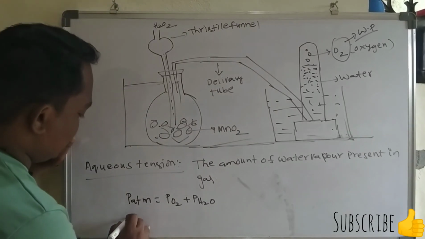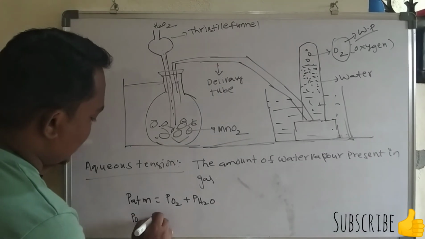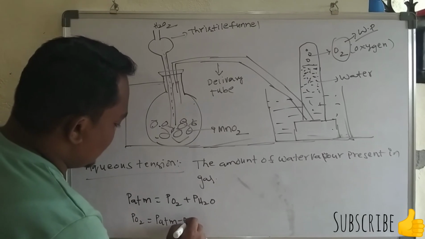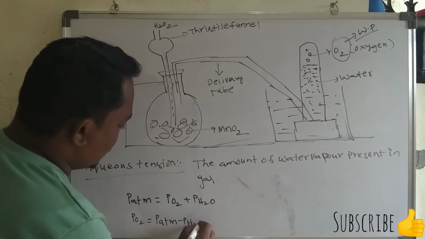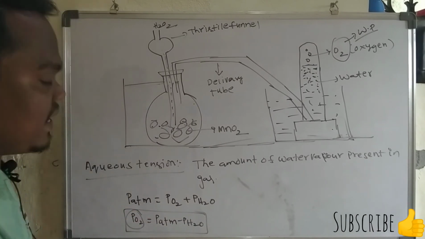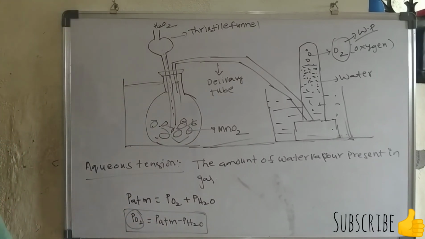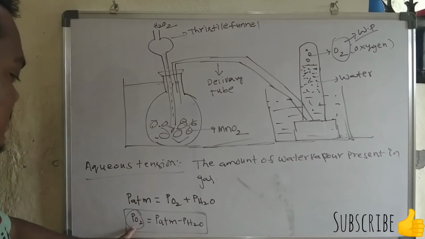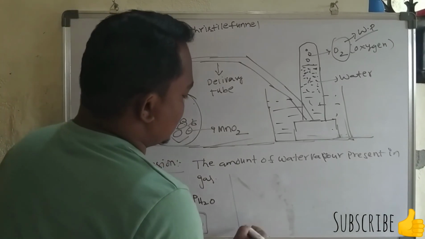Then we write that pressure of O2 is equal to pressure of atmosphere minus pressure of H2O. This is how we get the pressure of pure or dry oxygen gas, which we calculate by this. This is how we calculate the pressure of the gas.